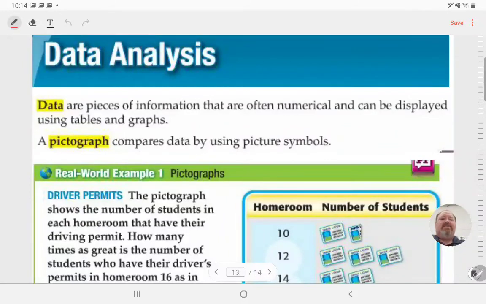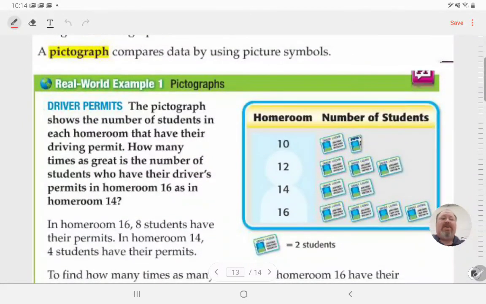So lastly, we're going to look at some data analysis. We're going to look at some different graphs and tables. The first one is called a pictograph. You compare data by using picture symbols. Whenever you look at a pictograph, make sure you look at the legend and find out what each one means. So in this case, each one of those means 2 students. If you have a half of one like this, that would mean 1 student.